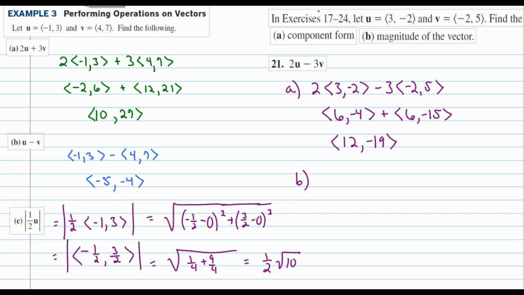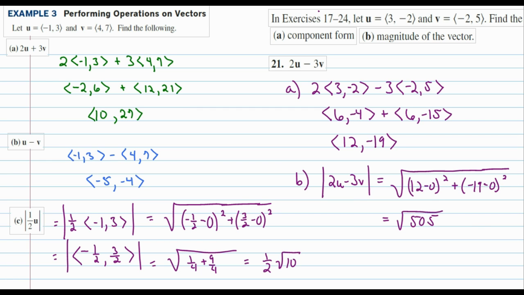Now part B, the magnitude of that vector. So I'm really trying to find the magnitude of 2u minus 3v. Well, I already know what that vector is. So I'm just going to take the square root of the a coordinate squared plus the b coordinate squared, or x squared plus y squared, the distance, and I get the square root of 505.